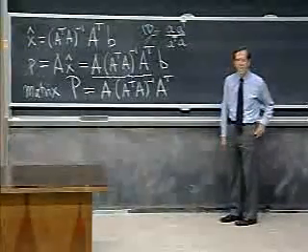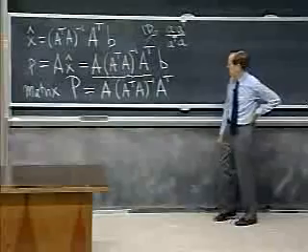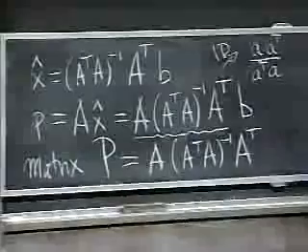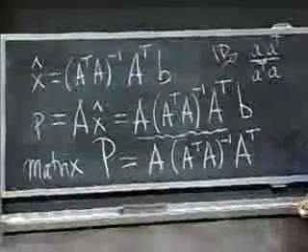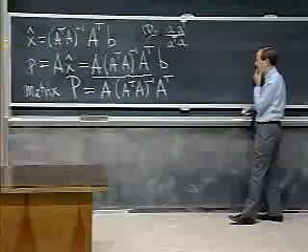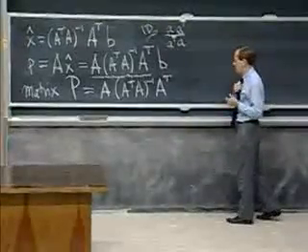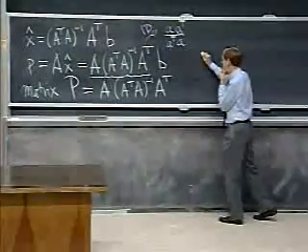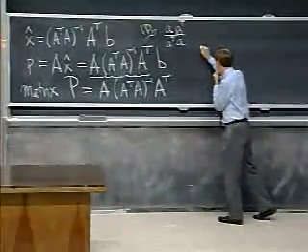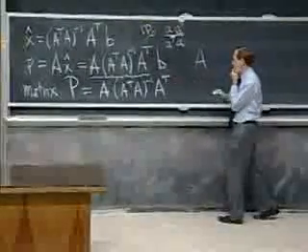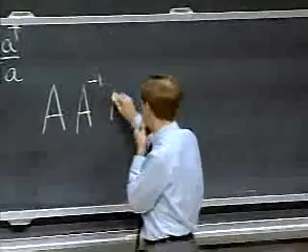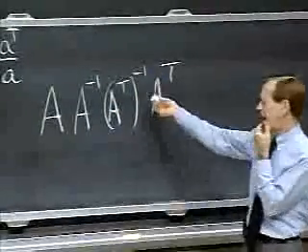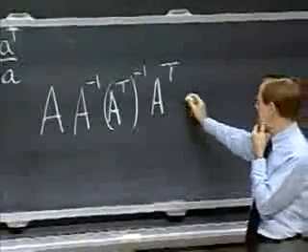What will happen if I do that? What will happen if I say, hey, this is A inverse times A transpose inverse? It's going to go on videotape if I do it. Okay, so if I put that in, it would be A inverse, A transpose inverse, A transpose, and what's that? That's the identity.